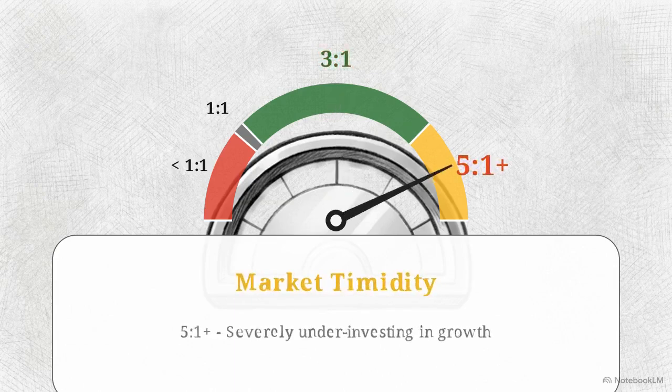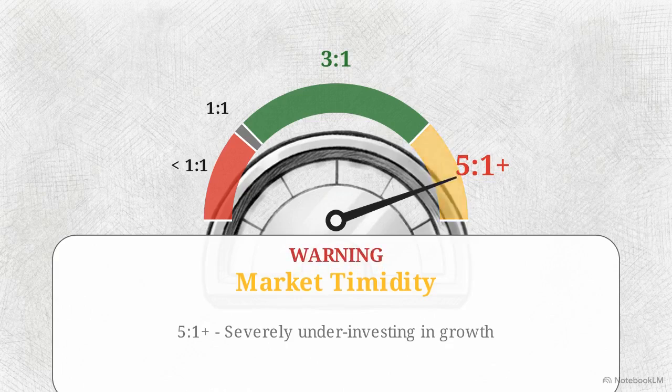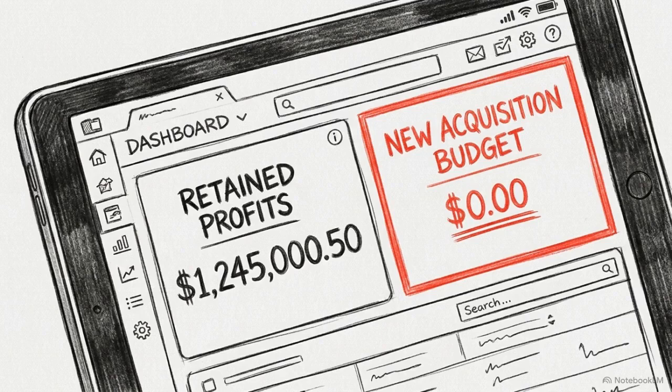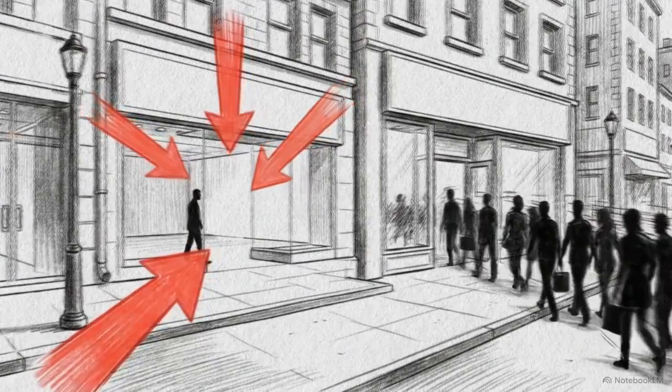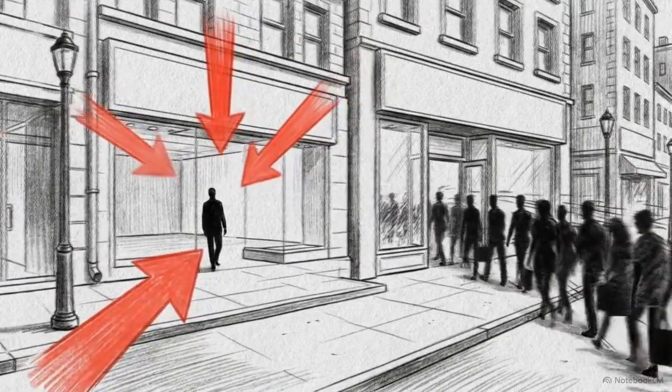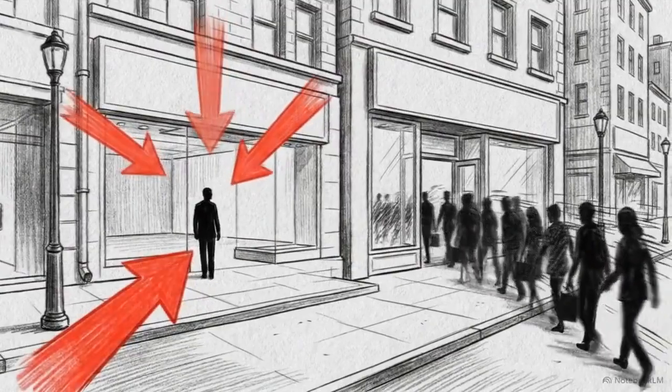But pushing past 5 to 1 creates a paradox. Generating $5,000 for every $1,000 spent seems like hyper-success, but it is actually a warning sign. A massively high ratio indicates market timidity. It means you are severely underinvesting in customer acquisition. Hoarding profit to keep your ratio above 5 to 1 is a strategic failure. By refusing to spend, you directly cede potential market share to bolder competitors who are willing to pay more to acquire those exact same customers.